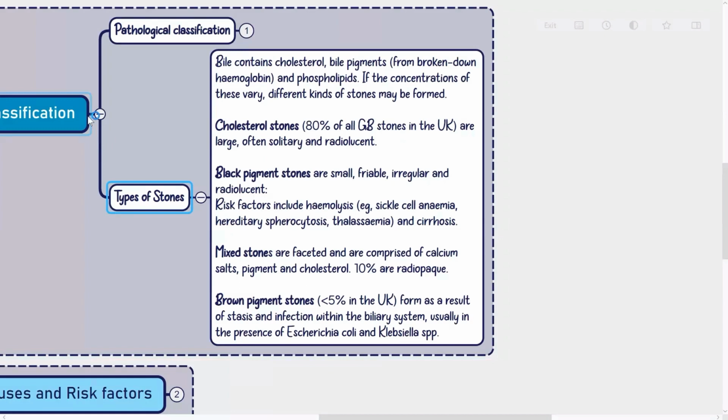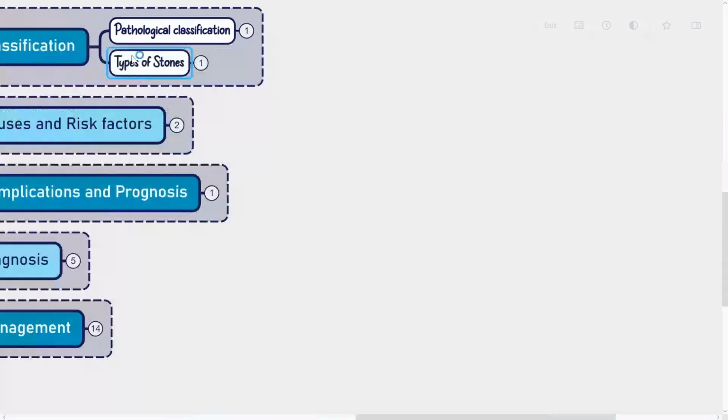Black pigment stones are small, friable, irregular, and radiolucent. Risk factors include hemolysis, EE, sickle cell anemia, hereditary spherocytosis, thalassemia, and cirrhosis. Mixed stones are faceted and are comprised of calcium salts, pigment, and cholesterol. 10% are radiopaque. Brown pigment stones, less than 5% in the UK, form as a result of stasis and infection within the biliary system, usually in the presence of Escherichia coli and Klebsiella.